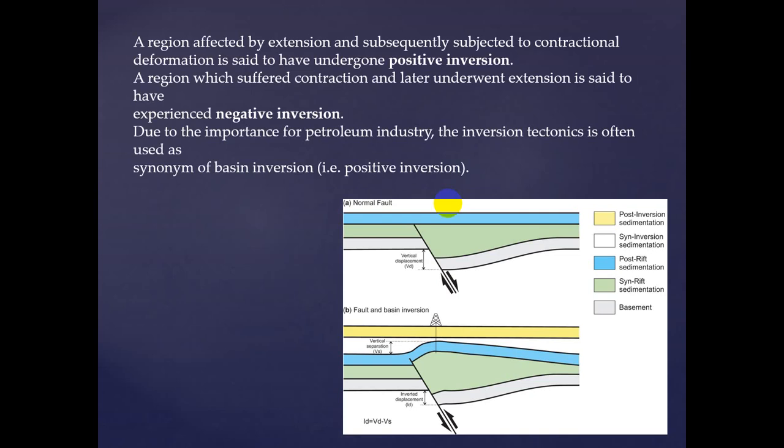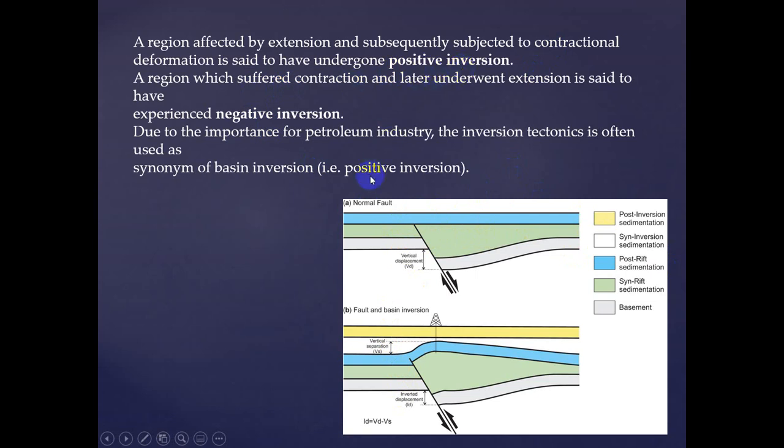If we have an area under extension and later on it's subjected to compression, it's called positive inversion. Okay, this term is very important. A region affected by extension and subsequently subjected to contractional deformation, extension makes faults, then compression makes folding like this. It's called positive inversion.